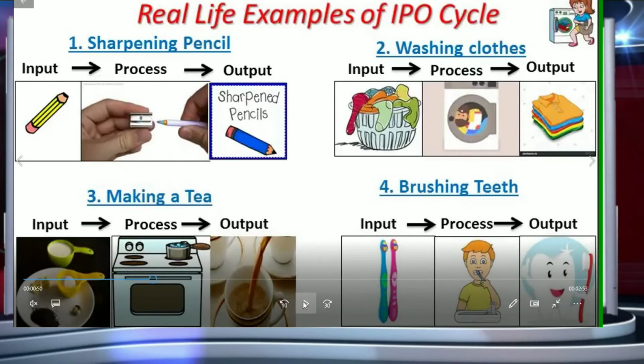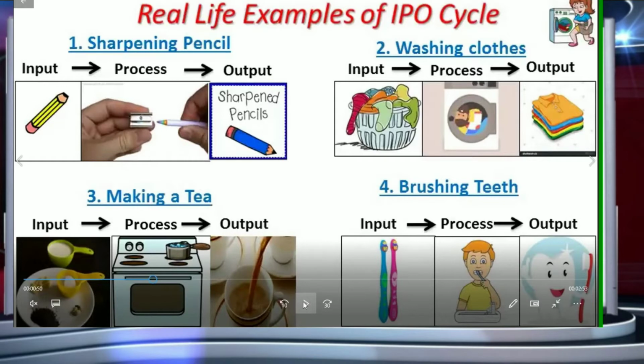First example we are talking about is sharpening a pencil. Input here is a blunt pencil. Now what do we do with the help of the pencil? We write, we draw. But we need to first of all sharpen the pencil. So sharpening of a pencil is called the processing. Once sharpening is done, the sharpened pencil is the output. So input, process and output.